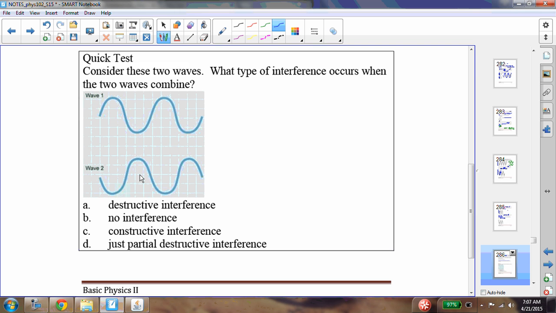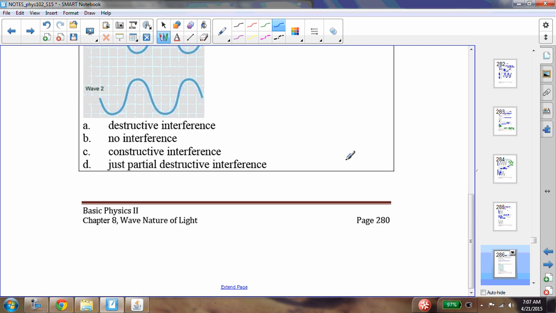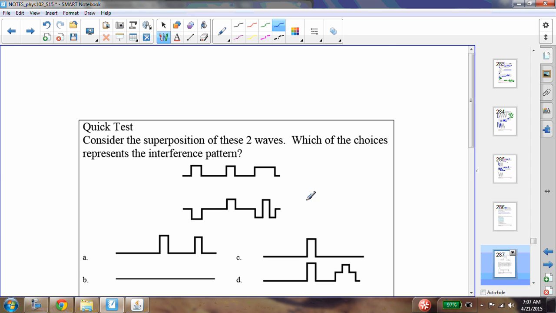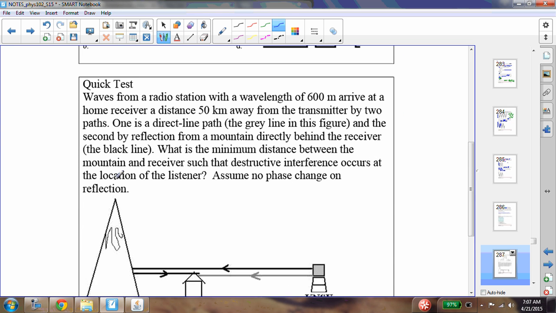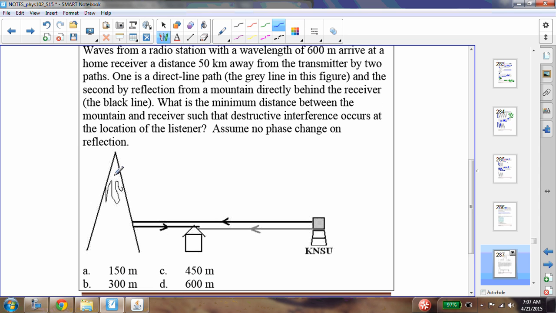You can do these quick tests now. Have these on your online quiz. And here's another. Here I have two waves that are different. I'll add them up. What is the net that you get? And then here's another about destructive or constructive interference, where I had these two waves that are traveling different distances. You'll see these on the online quiz.